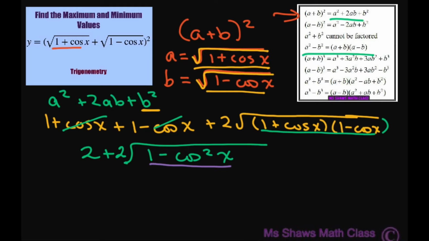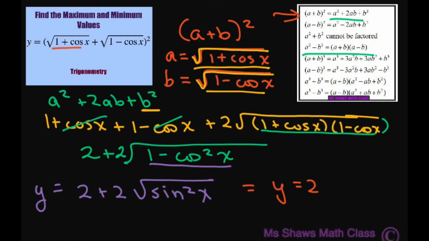Your Pythagorean identities state that this is going to equal, and I'll put y here, 2 plus 2 times the square root of sine squared of x. All right, so basically we can take out that radical as long as we write it this way. We're going to write this as y equals 2 plus 2 absolute value of sine of x.